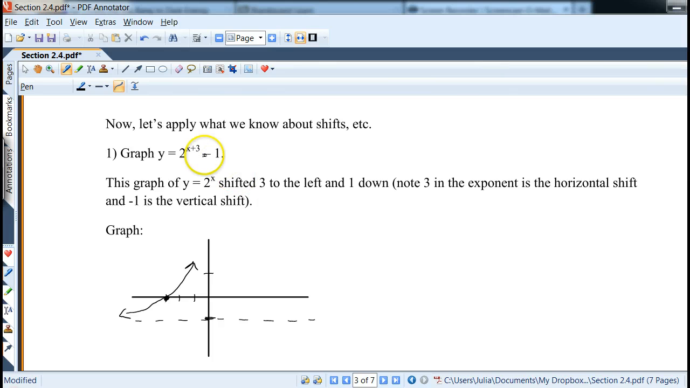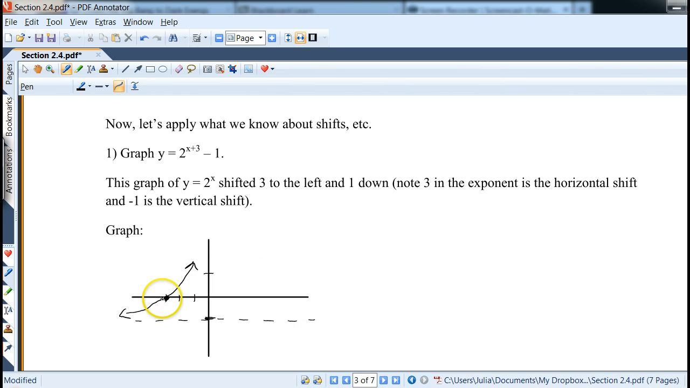Well, notice the way I work with the shifts. There are 2 things that we need to know. One, where does the asymptote go? So notice if you have vertical shifts, the asymptote is going to move. If you have a horizontal shift, the asymptote moves, but it doesn't really go anywhere because it extends infinitely. So since we're moving 1 down, it's going to move 1 unit down from 0. So now it's at y equals negative 1.